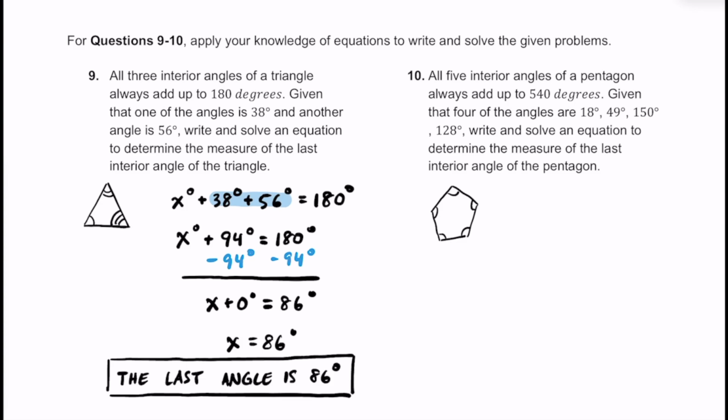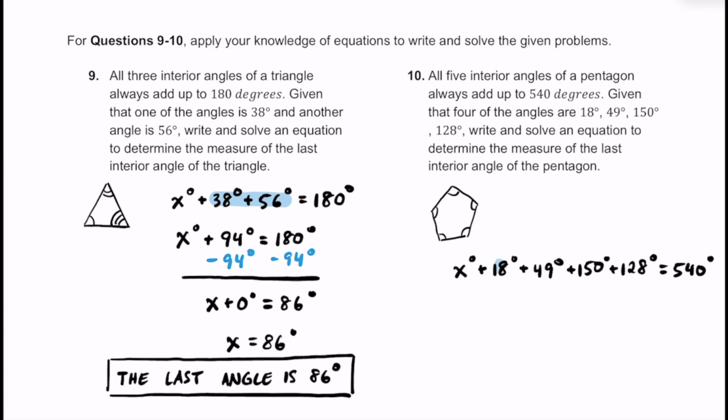It looks like we're given four of the angles, right? 1, 2, 3, and 4. And so we have to find out the last angle here. So if we want to go ahead and set up an equation here, the one we don't know is x degrees. Let's go ahead and add on the other ones we know, which is 18 degrees, we know this 49 degrees, this 150 degrees, and this 128 degrees. So all five of these angles, we're told, equals 540 if we add them all together.